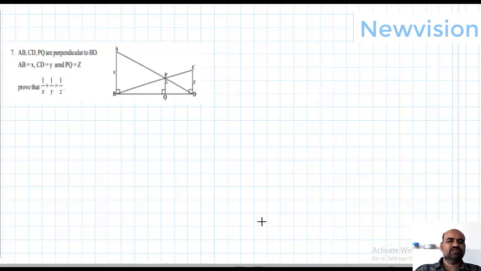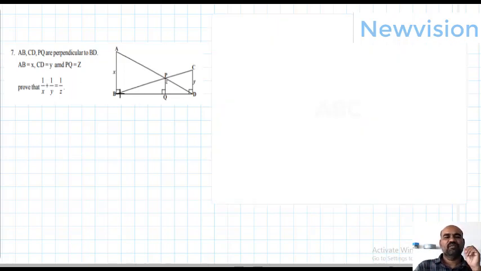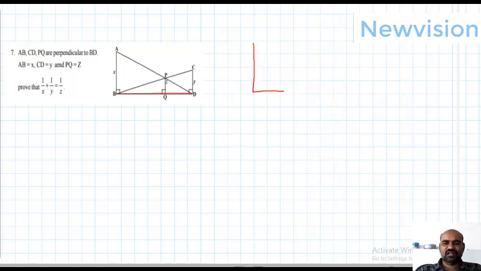Okay, students, this is the 7th problem, like the 3rd problem. AB, CD, PQ are perpendicular to BD. AB equal to X, CD equal to Y, and PQ is equal to Z. Then prove that 1 by X plus 1 by Y equal to 1 by Z.